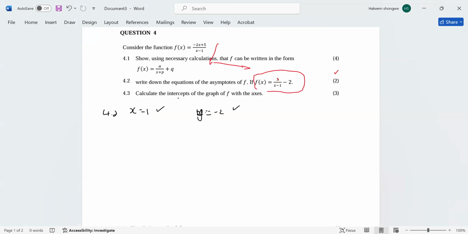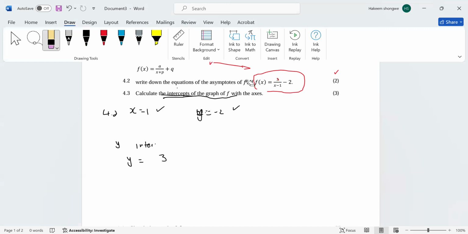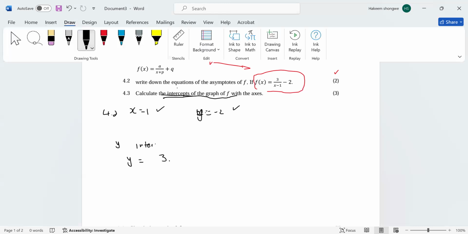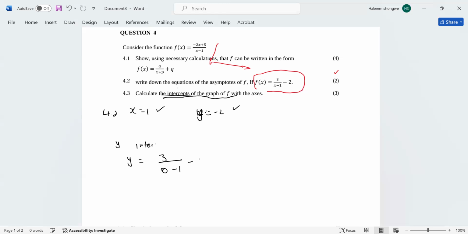The other thing that we can do, they say calculate the x-intercept. They say, calculate the intercepts of the graph of f with the axes. So they didn't say x or y intercept, they just said the intercepts. So it means we are talking about the y intercept first, which says y is going to be equal to 3 all over 0 minus 1, minus 2, which is minus 5. There's no need for a calculator.